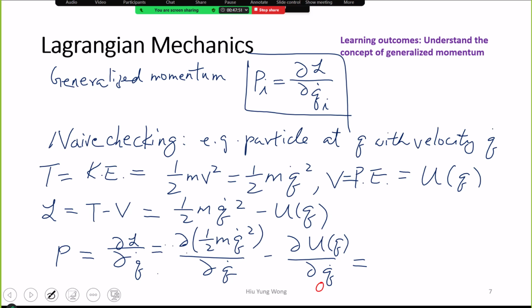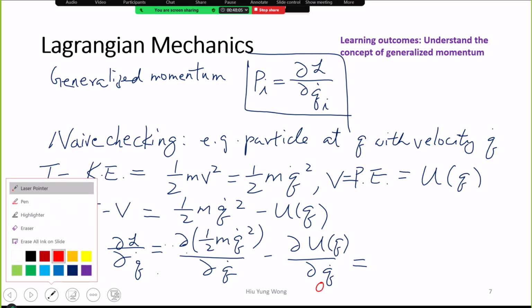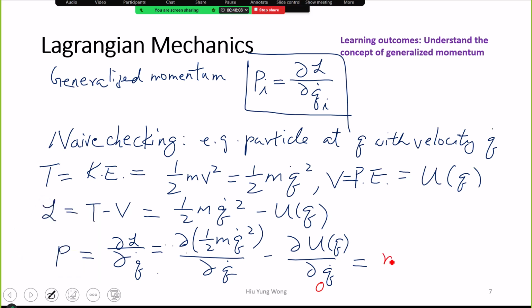Then how about the first term? How do you do the differential? I do have q dot, right? The first term is partial with respect to q dot. So q dot square becomes 2q dot, right? So this gives us m q dot, which is just mv, as what we are expecting.